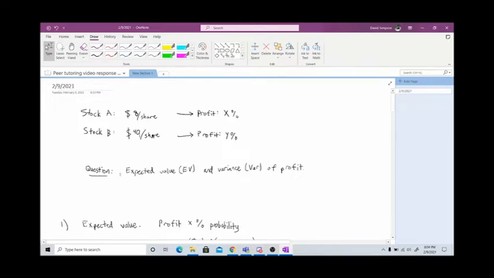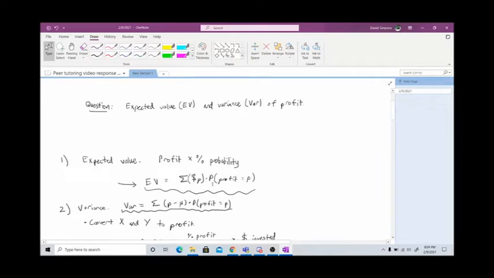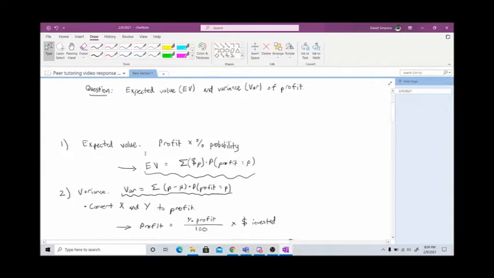So first of all, what is expected value and what is variance? Expected value, first of all, is pretty simple. It's the profit times the percent probability that you'll get that profit. So if I have a 10% chance of making $100 and a 90% chance of making nothing, then my expected value overall would be about $10 because it's a 10% chance of making $100. But most of the time, I'm not going to make anything. So it balances out to $10 expected value. That's pretty much what it is.